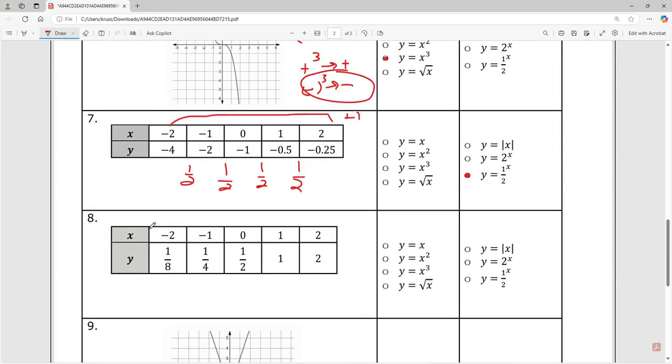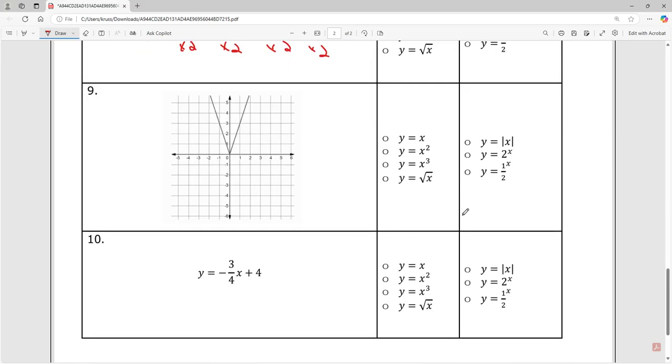All right, same concept here. The change in x is 1. From here to here, I doubled it, right? Let's see, 1/8 to 1/4. Yeah, if I multiply this by 2, I get 2/8, which is 1/4, so I doubled it. From here to here, I doubled it. From here to here, I doubled it. All right, so this is 2 raised to the x.